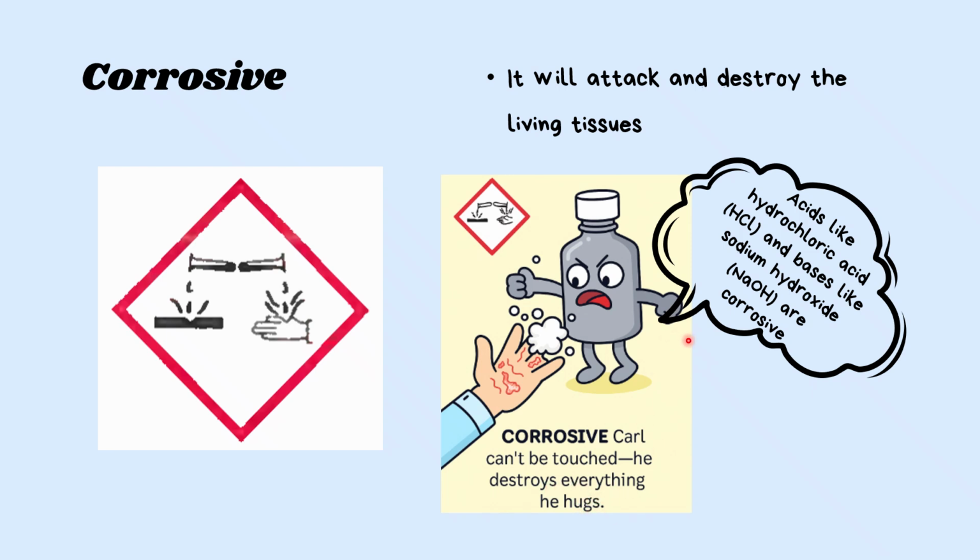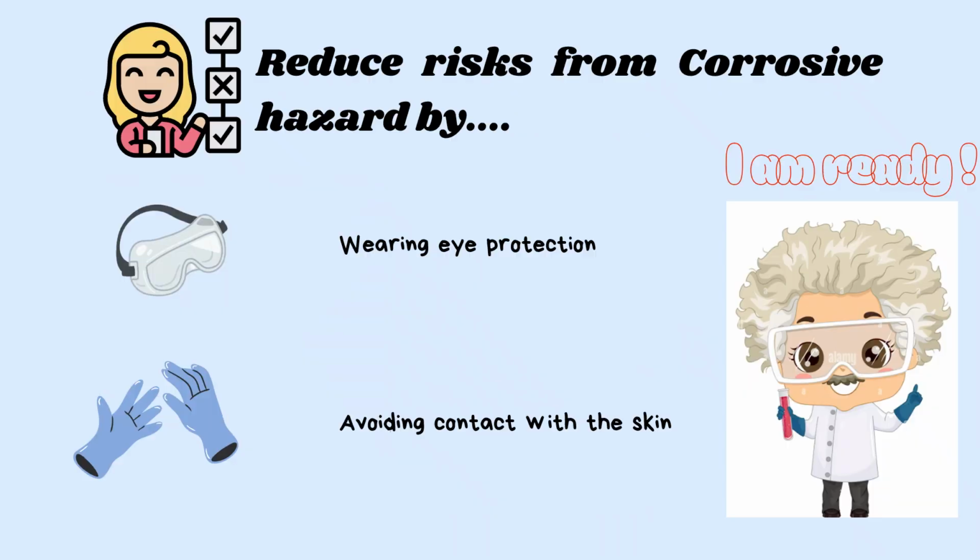These corrosive chemicals can be strong acids like hydrochloric acid or H2SO4 or any other acid, or they can be strong bases like NaOH and so on. I just gave you a few examples. Now let us understand the different ways to keep yourself safe. Firstly, you're going to wear eye protection and next you're going to wear gloves. This will keep you ready in order to handle these chemicals.